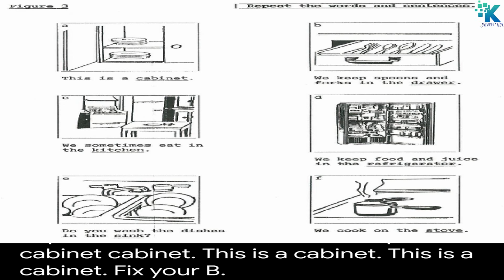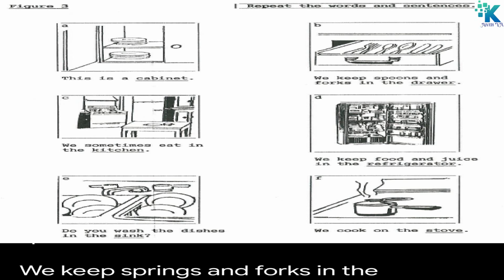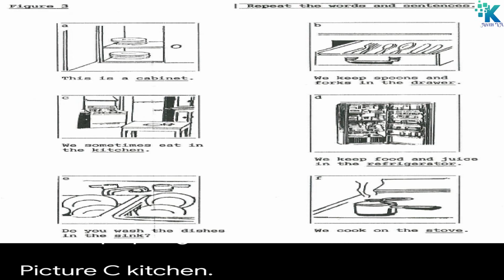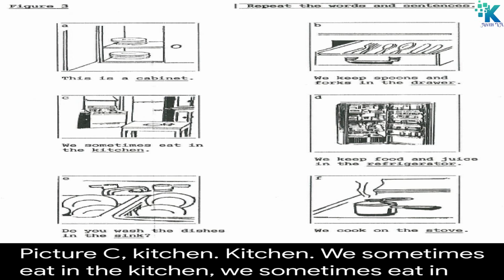Picture B. Drawer. We keep spoons and forks in the drawer. We keep spoons and forks in the drawer. Picture C. Kitchen. We sometimes eat in the kitchen. We sometimes eat in the kitchen.